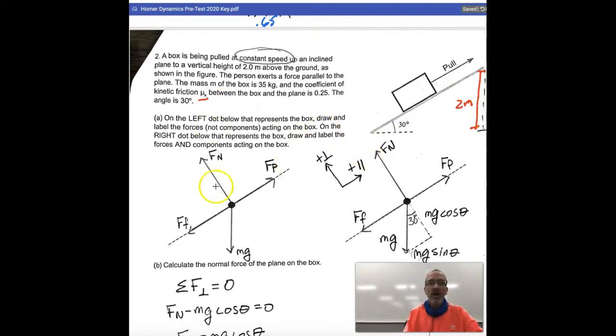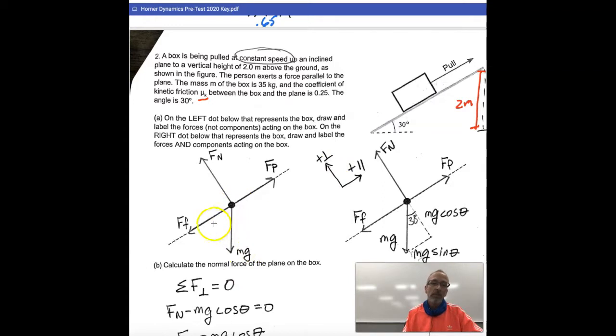On the left dot, you have to draw a free body diagram. That means no components. On the right dot, right here, we're going to draw everything with components. So I've done that for you already. Instead of using x and y for this one, we're going to use positive perpendicular and positive parallel for our two directions. Since FF, FN, and FP are in those two directions, we don't need to do components with those. We do need to do components with MG.